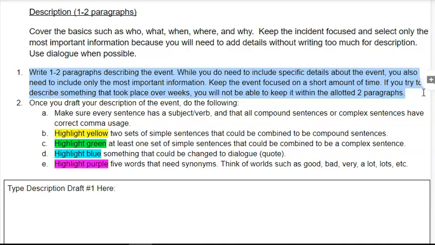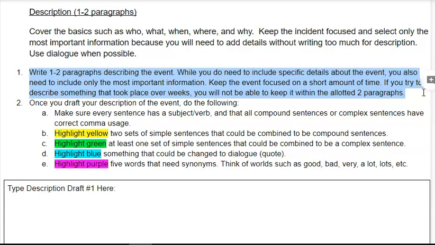While you do need to include specific details about the event, you also need to include only the most important information. Keep the event focused on a short amount of time. If you try to describe something that took place over weeks or months, you will not be able to keep it within the allotted 2 paragraphs. So you need to keep it focused.